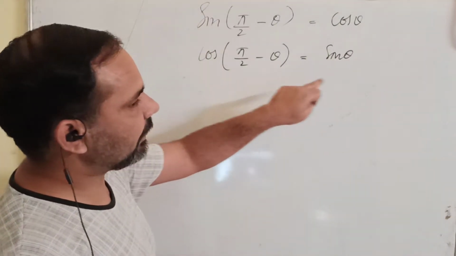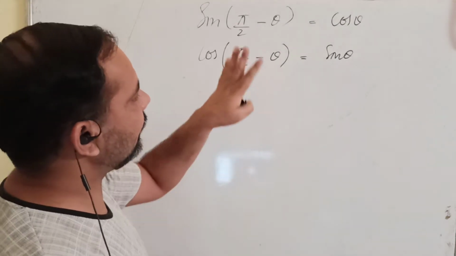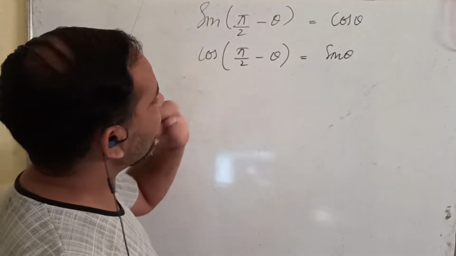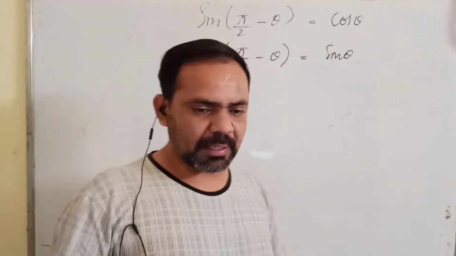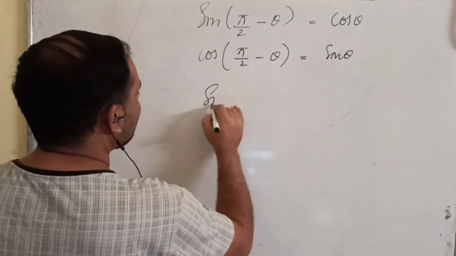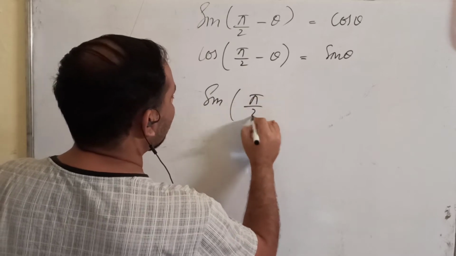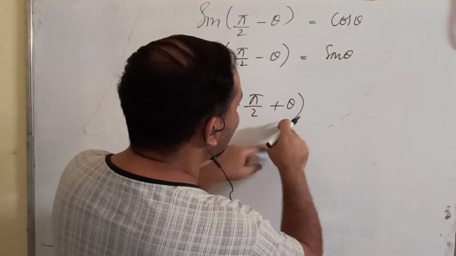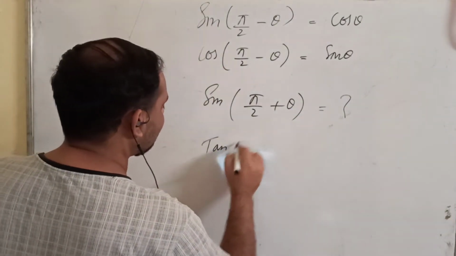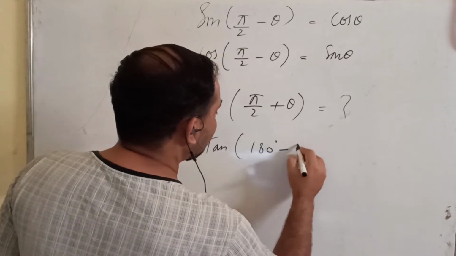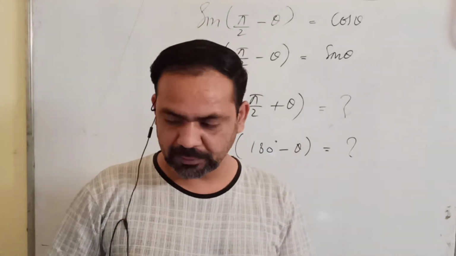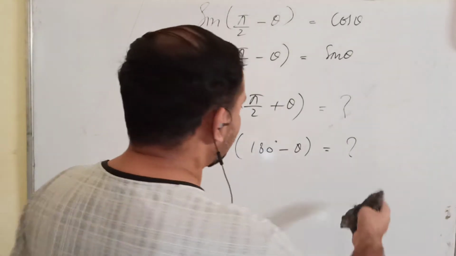Similarly, tan 90 minus theta is cot theta and cot 90 minus theta is tan theta. Sec 90 minus theta is cosec theta and cosec 90 minus theta is sec theta. We have these values for 90 minus theta. Suppose you have sine pi by 2 plus theta, that is sine 90 plus theta, then what is the value? Or suppose you have tan 180 degree minus theta, then what will be the value? For such things, we have a method to find out, and that I am going to discuss now.